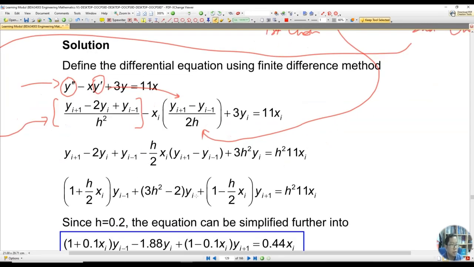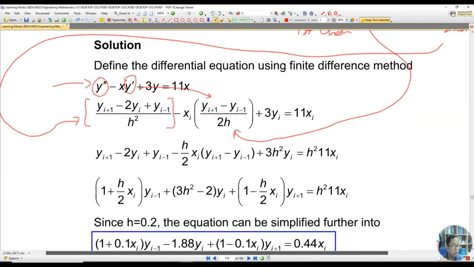From this equation, you have to do some factorization and so on. So you have to eliminate the h squared and 2h. How? First, we multiply all the terms, x_i and 3y_i and 11x_i, by h to the power of 2.